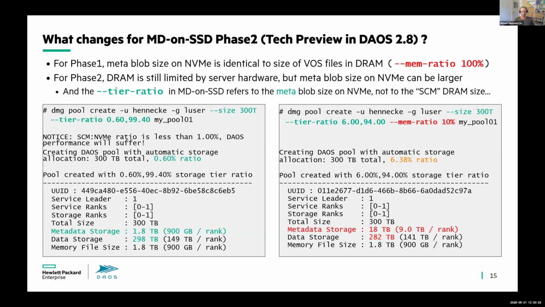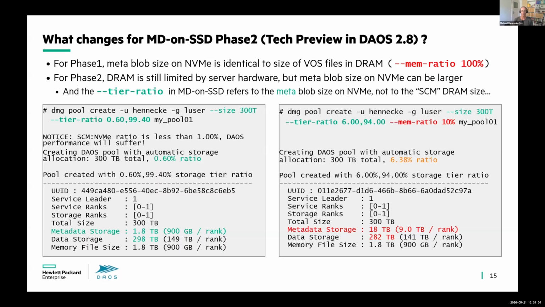You can have phase 1 pools and phase 2 pools in the same system with DAOS 2.8. So you can decide that you have your production pools created with metadata on SSD phase 1, and then start experimenting with a different mem ratio on some pools just for that purpose, right? Without necessarily risking any impact to users if you're experimenting with features that are not perfect from a performance perspective, for example.